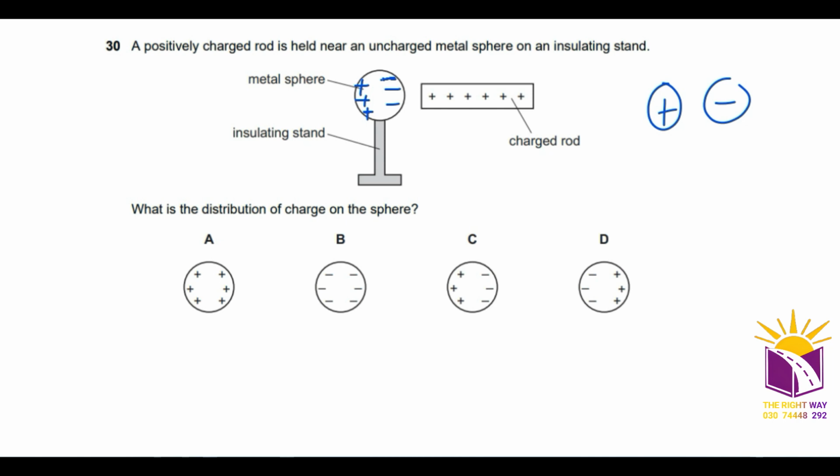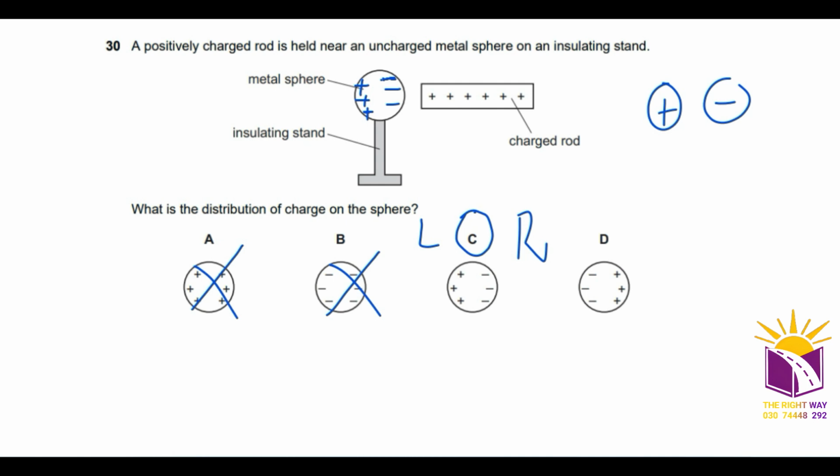A is the wrong option because it contains all the positive charges. B contains all the negative charges. C is the right option because it has negative on the right side and positive on the left side. And one more thing to remember, the positive and negative should be equal.